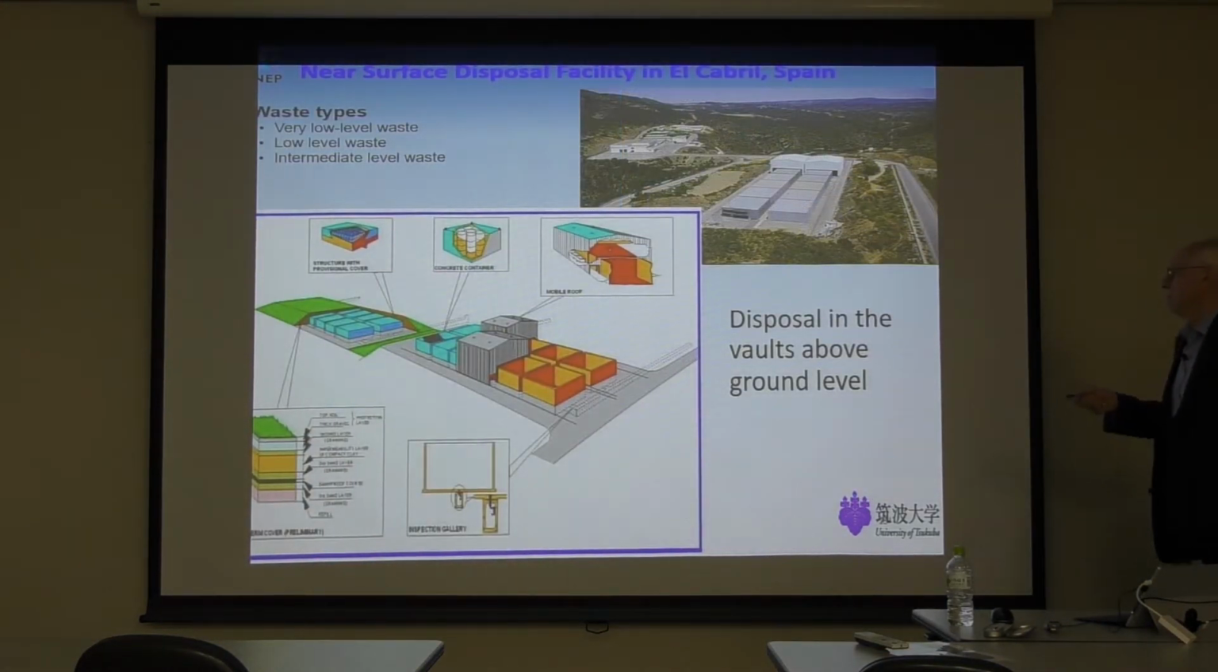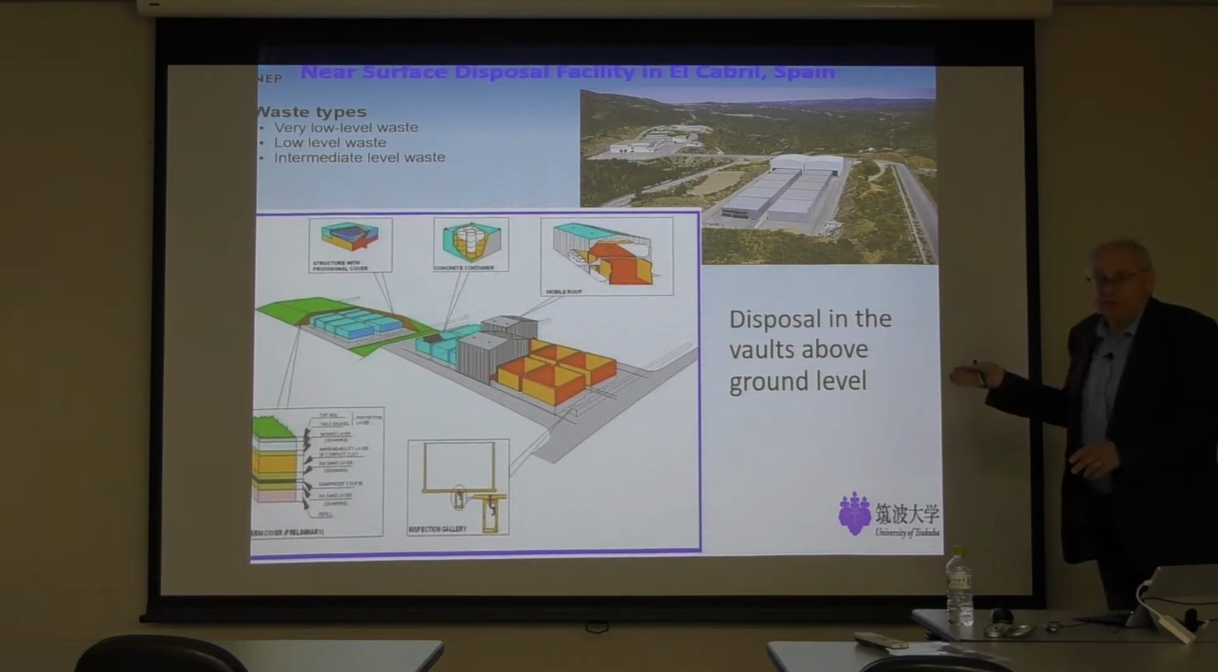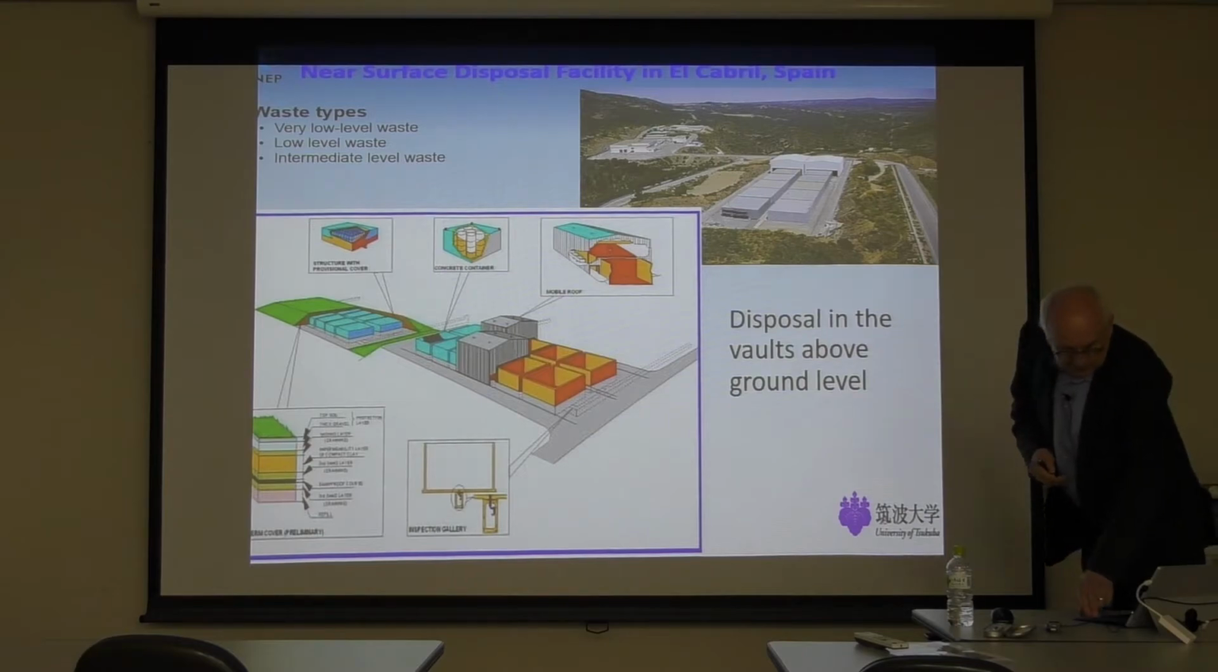Here we have the example of a near-surface disposal facility in El Tabril, Spain. It is also for very low-level waste, for low-level waste and for intermediate-level waste. Everything is above ground, and these are, so to say, the technical barriers for this disposal. And here you see a scheme of this disposal facility. I mean, this is very simple. This is just a big concrete structure which is protected against wind and weather.